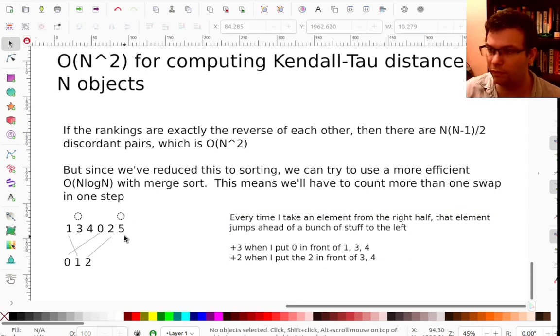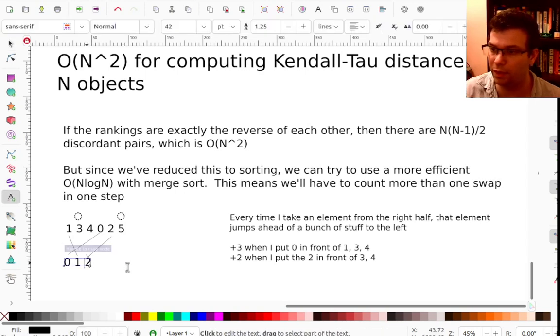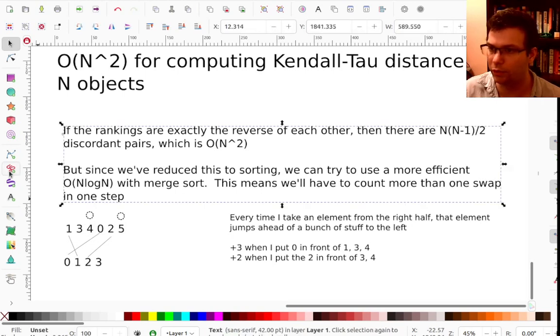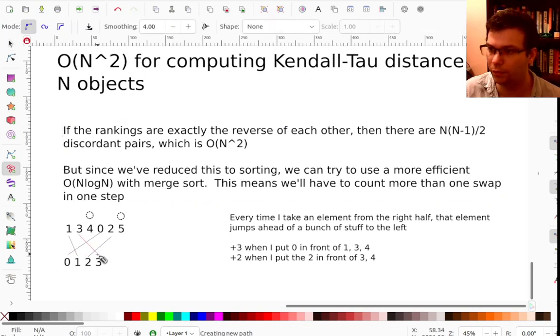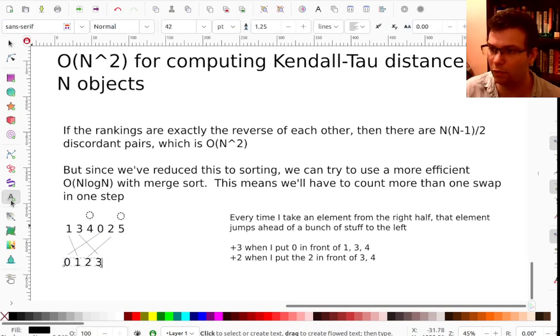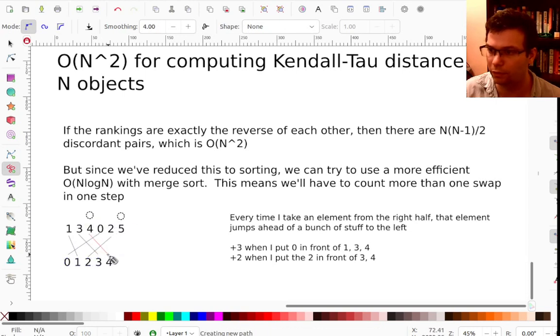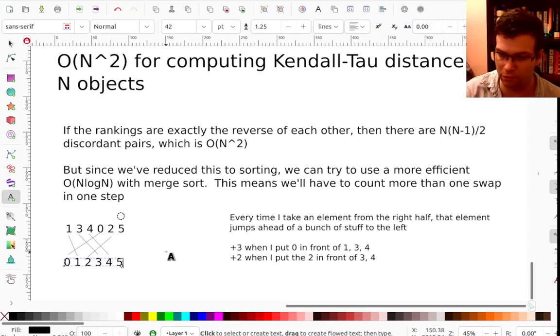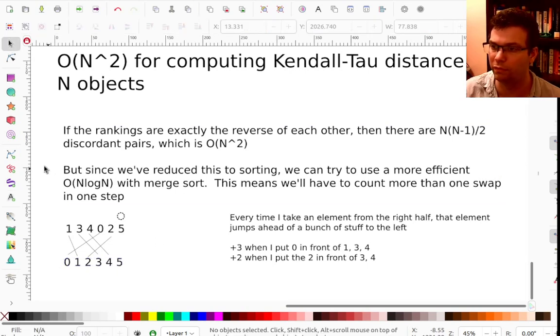Next, I compare 3 to 5. 3 is actually less than 5, so I'll take the element from the left. That does not incur any cost for a swap. So I'll put the 3 in there, move along. 4 is less than 5, so I'll put the 4 in there, move along. That is not jumping in front of anything. And now I've run out of stuff on the left-hand side, so I just take what's left over here, and no swaps to count at all there. So the 5 ends up at the end.